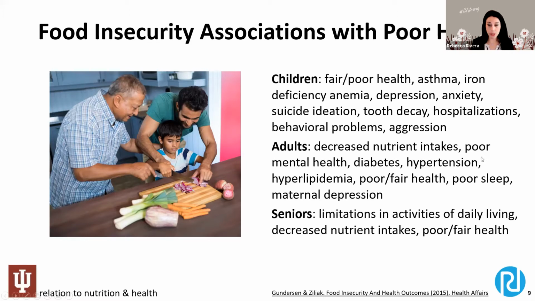As we can see with children, iron deficiency anemia can be a result of reduced iron intake. Tooth decay can be caused by poor diet. For adults, diabetes and hypertension, and for seniors, a lack of protein is big. So we can see how food insecurity leads to poor nutrition, which then can result in poor health.